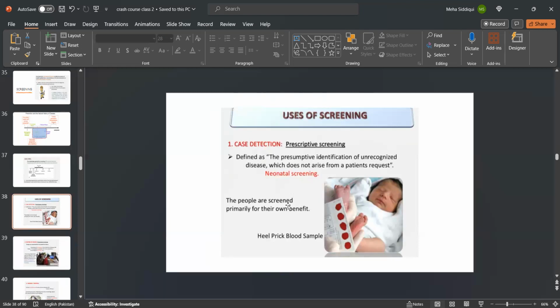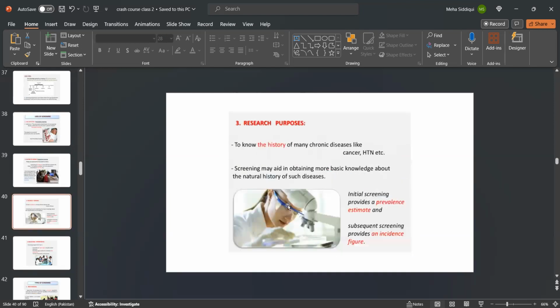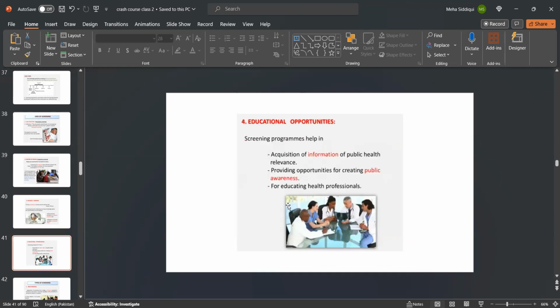These are the uses. It is used for case detection, the presumptive identification of unrecognized disease which does not arise from a patient's records. For example, neonatal screening. Then comes control of disease, screening of immigrants for infectious diseases like Ebola, TB, syphilis to protect the home population, screening for HIV, STDs. Then for research purpose, that is to know the history of many chronic diseases like cancer, hypertension. Initial screening provides a prevalence estimate and subsequent screening provides an incidence figure. Then screening programs help in acquisition of information of public health relevance, public awareness, and educating health professionals.